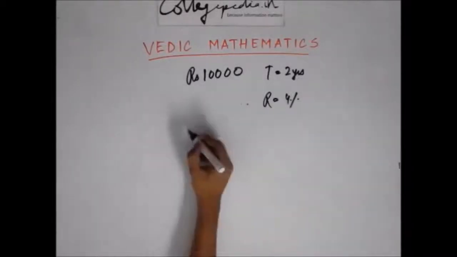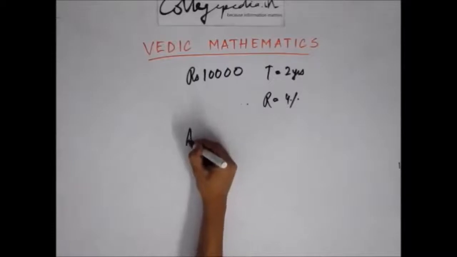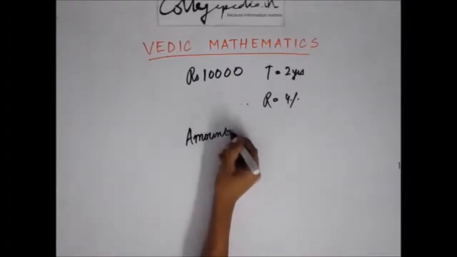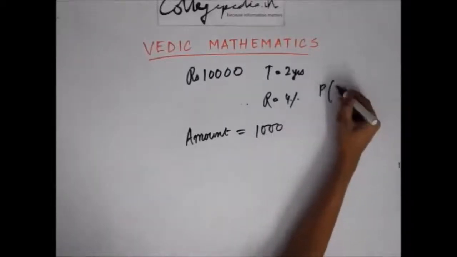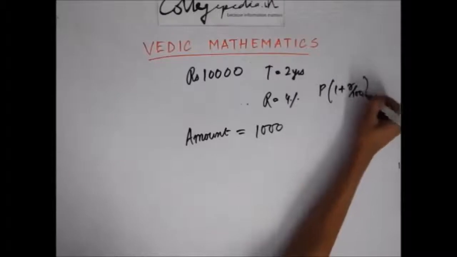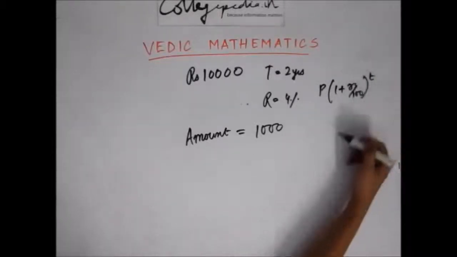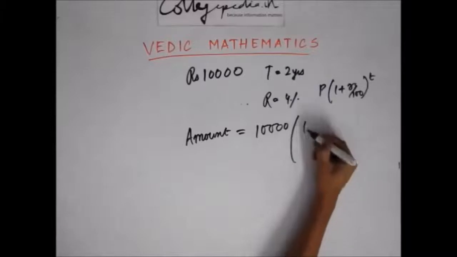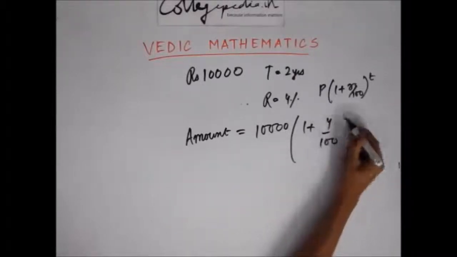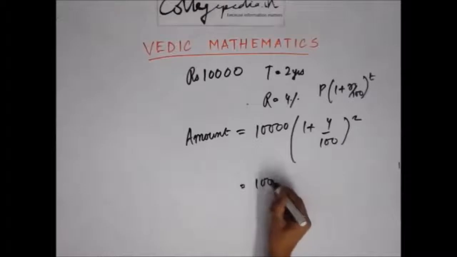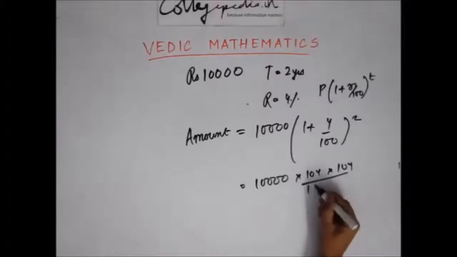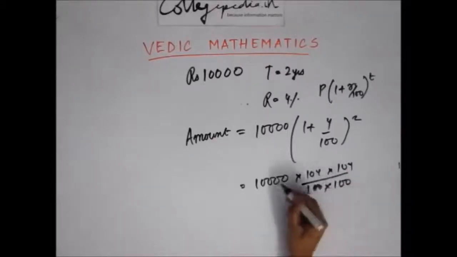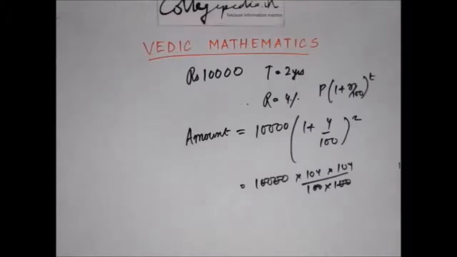Now, if you have studied compound interest, you might be knowing that the formula for finding the amount given the principal, rate and time is P(1 + R/100)^T, where R is the rate of interest and T is the time period. So I'll apply this formula here and I'll end up getting this calculation. So I am left with multiplying 104 with 104 itself.